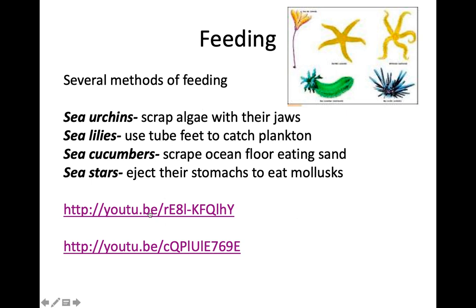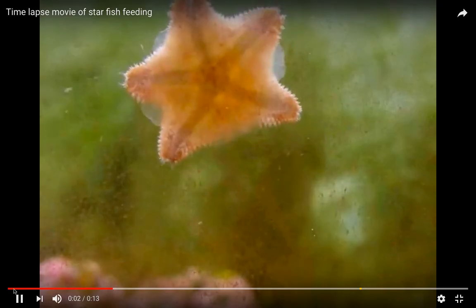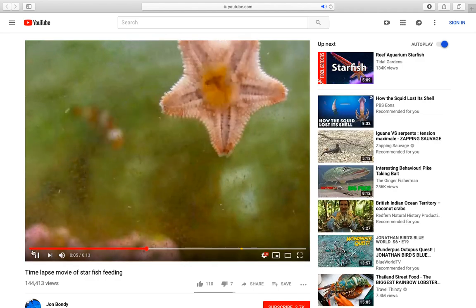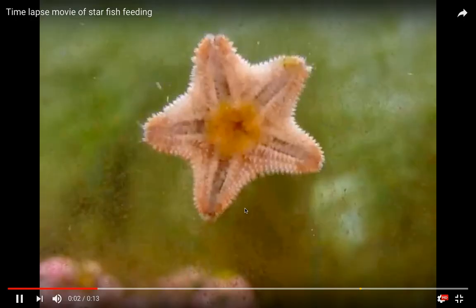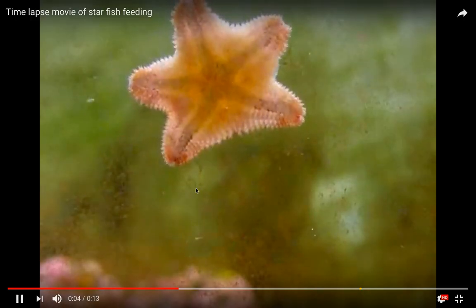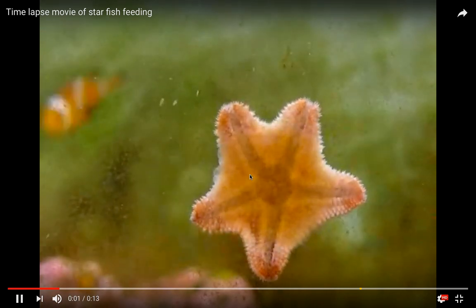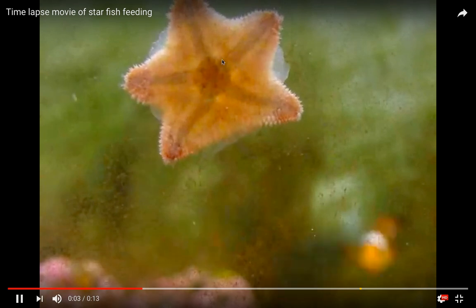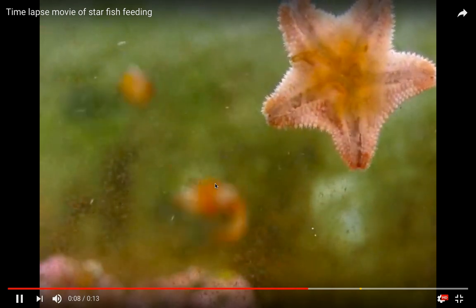Now, I have a couple of links here. This one doesn't have sound, so I'm going to play this one just so you can see what starfish look like. Okay, so here you can see a starfish. This is done quickly so that you can see, but you can see the stomach being pushed out, there it is, and being pulled back in. This is done at a very fast speed, you can tell.